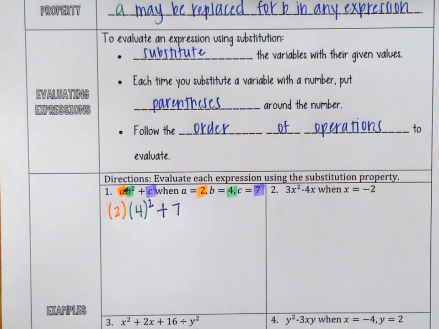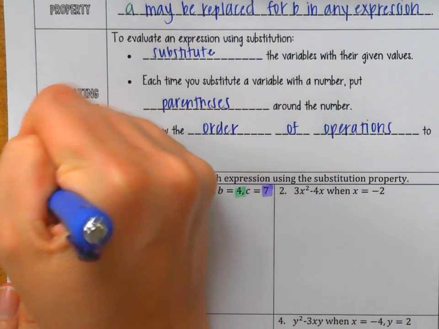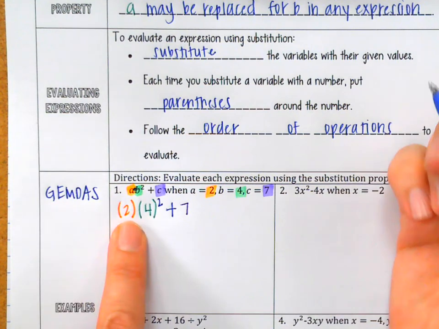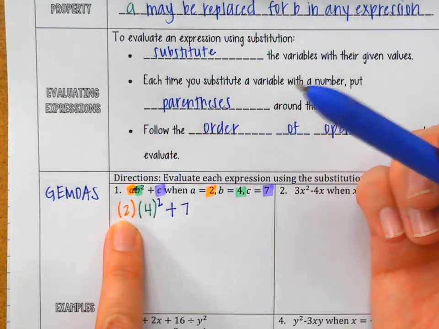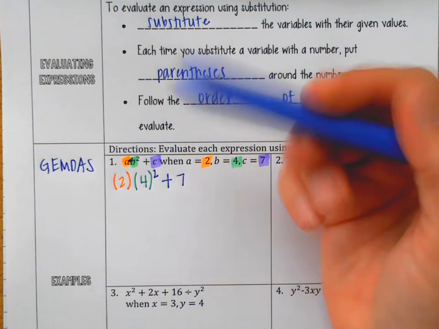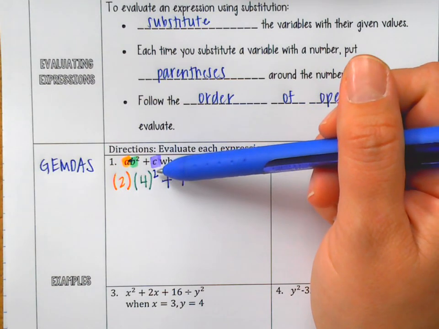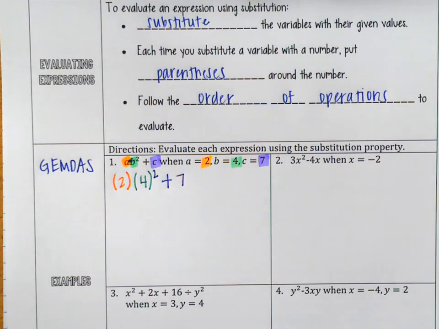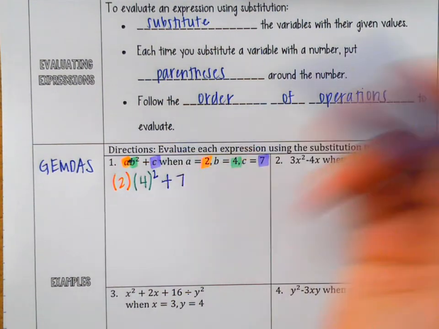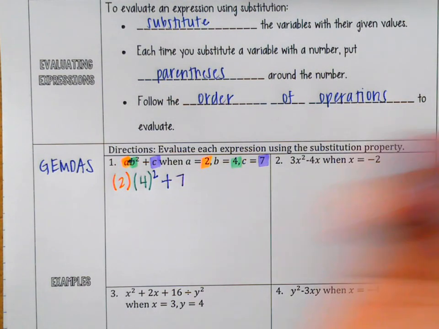Then we just follow order of operations, which we talked about yesterday. Remember, order of operations is GEMDOS. Grouping symbols: I can't simplify anything in my grouping symbols, so I move on to exponents. If you were to multiply first and then apply your exponents, you would get the wrong answer. So you have to be careful, take your time, and follow your order of operations. 4 squared is 4 times 4, that's 16.